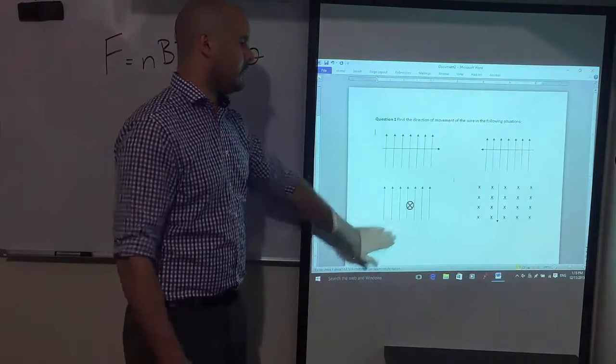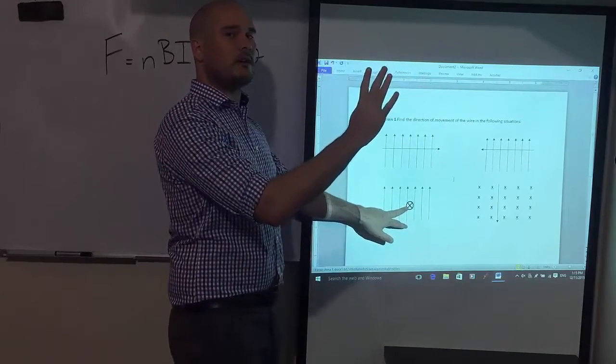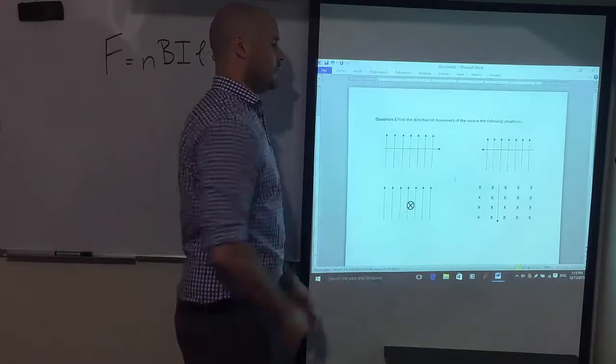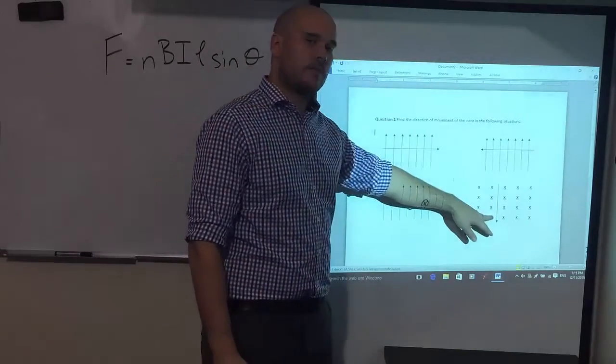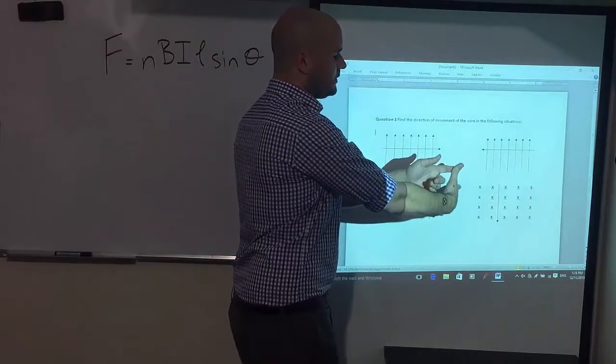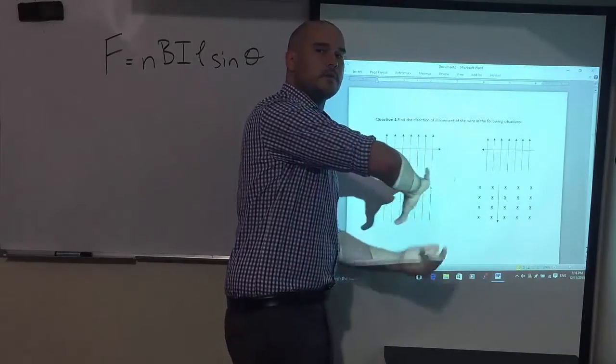In this scenario, we've got our magnetic field going up the page. My current carrying conductor is carrying current into the page, so now my force is towards the right. And the last one here, we've got the magnetic field into the page. Again, my thumb represents the current carrying conductor going down the page, and again the force is towards the right.